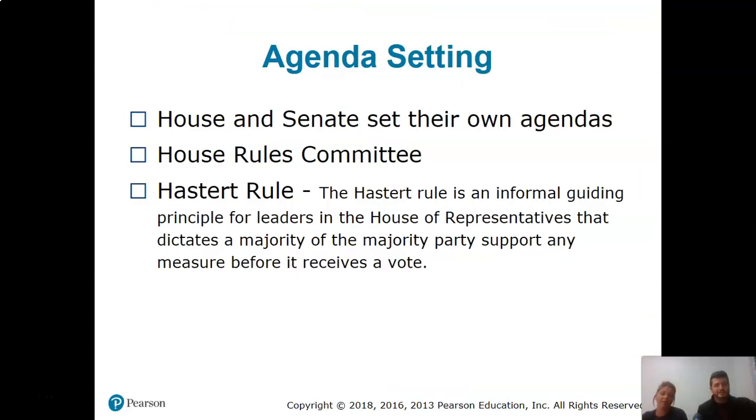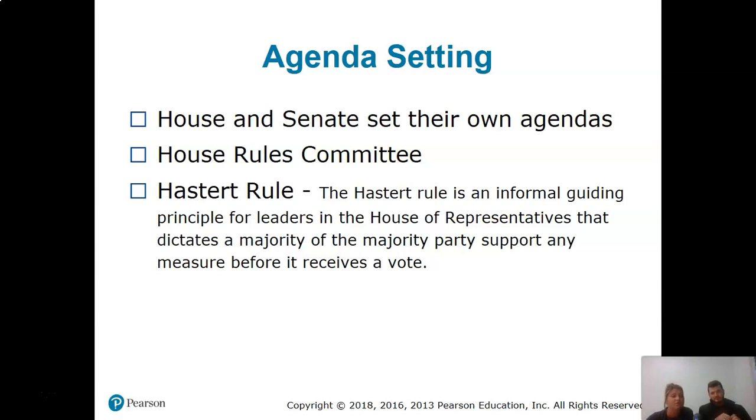So that brings us to agenda setting. We kind of talked about this in the last video, that the House and the Senate have their own procedures and policies, and they each can set their own agendas when it comes to putting a bill in a committee or hearing a bill on the full chamber floor. And there was a chart in the last video that gives you the different procedures in the House and the Senate, so you can go back and refer to that if you want.